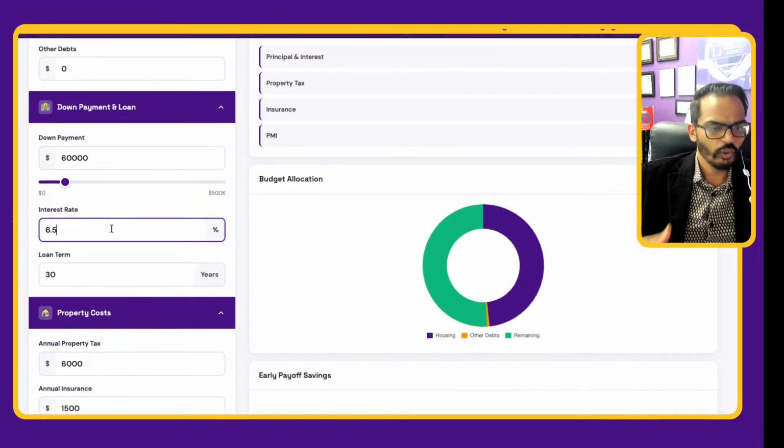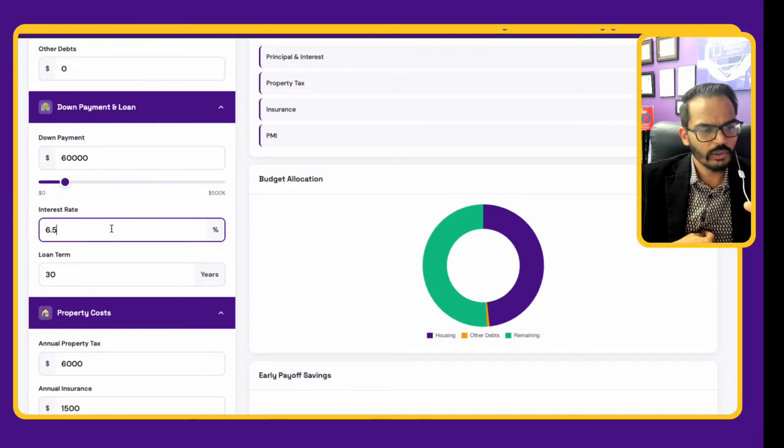Then we have your interest rate, right? Sometimes the interest rates are going up or going down. Our loan officers are using mortgagenewsdaily.com to track that. You can do that for yourself as well. So if the rates are right now 6.11, you would put that in here.